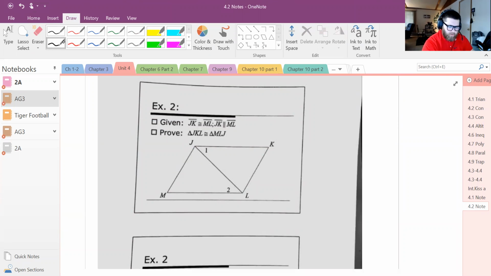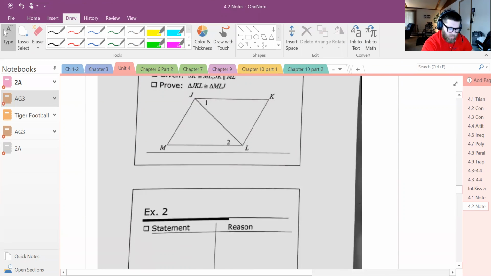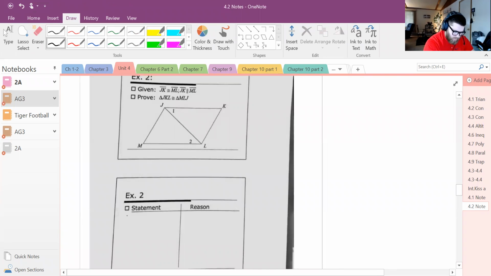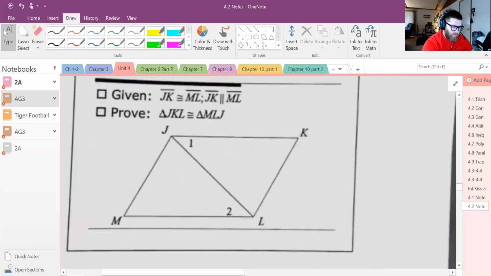Okay, so here's what we want. We want to, number one, start with our given. So we have the given. That's the first step in our proof. Okay. Next, we want to mark up our diagram, okay, with the given. So here's what we have. We have JK is congruent to ML.